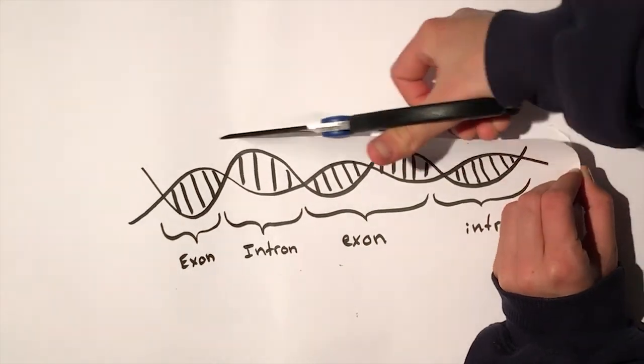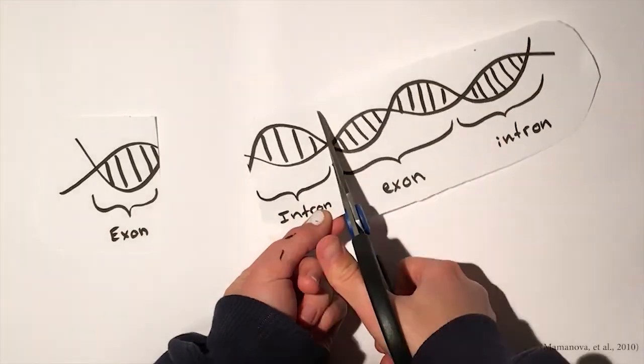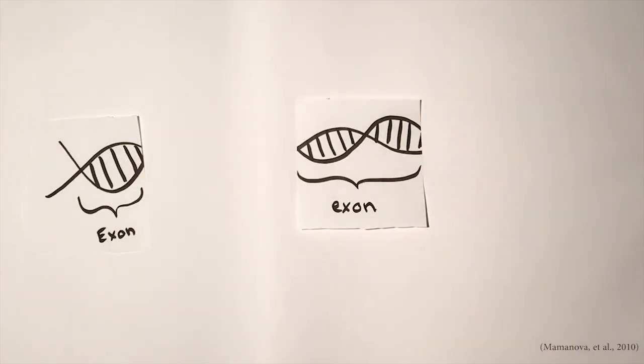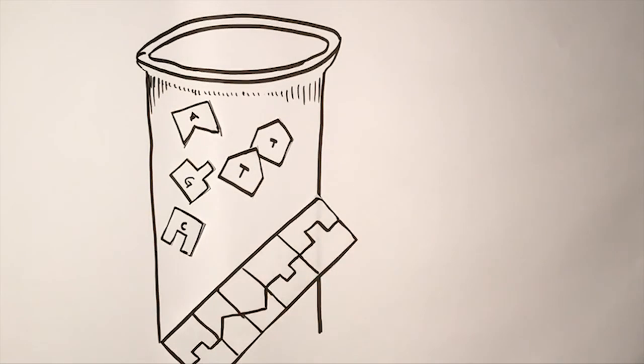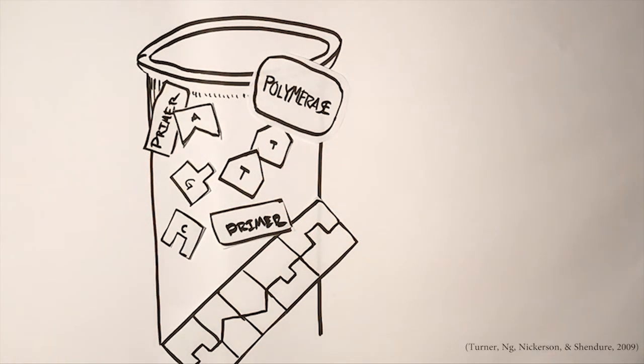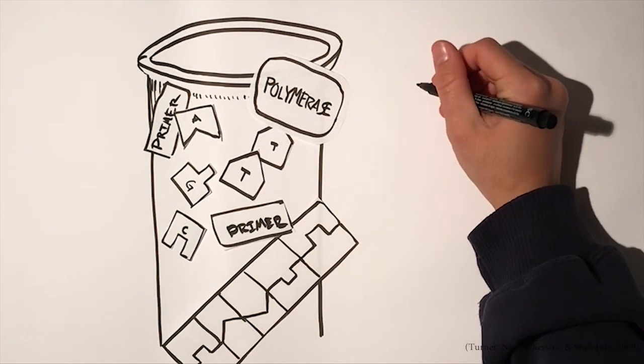Now, in order to look at just the exomes, target enrichment strategies must be used to capture the exome regions we want to look at. There are a few different target enrichment strategies which can be used. The most common one, which we used in class, is the polymerase chain reaction.